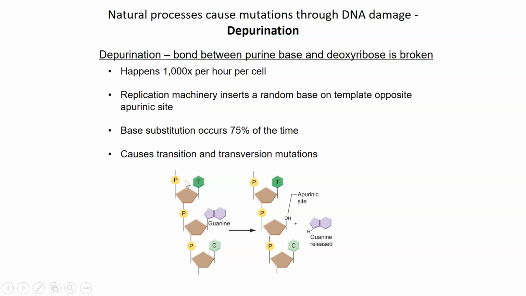This is a DNA single strand here. We're only looking at one strand, and it has two pyrimidine bases, T and C, and a purine base, guanine. Occasionally, at very low frequency, this bond breaks, and the purine base is lost. The DNA strand is still intact, though, the backbone, but this base is missing. It's called an apurinic site.